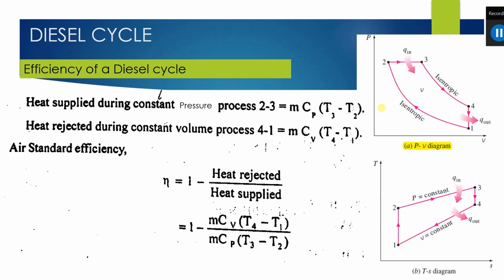So let us consider how to find out the efficiency of a diesel cycle. Okay, so we know that the efficiency is calculated by using this equation, eta is equal to 1 minus heat rejected divided by heat supplied, where in this cycle the heat is supplied during the constant pressure process. That means heat is supplied at constant pressure during 2 to 3. So the supplied heat is equal to m cp (T3 minus T2). Similarly, heat is rejected to the surroundings at constant volume, so the heat rejected is equal to m cv (T4 minus T1). Substitute the values of heat rejected and heat supplied in the efficiency equation. We get 1 minus m cv (T4 minus T1) divided by m cp (T3 minus T2).